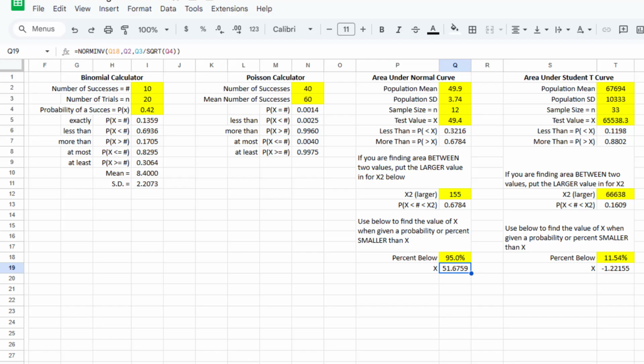Okay, that's it. I'm not going to spend time going over the T-curve yet. I'll do that in another video because I don't want this one to get too long. I hope that helps.